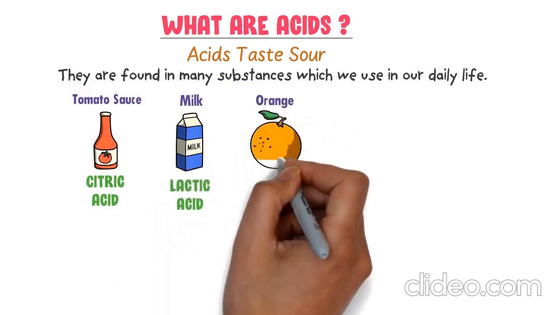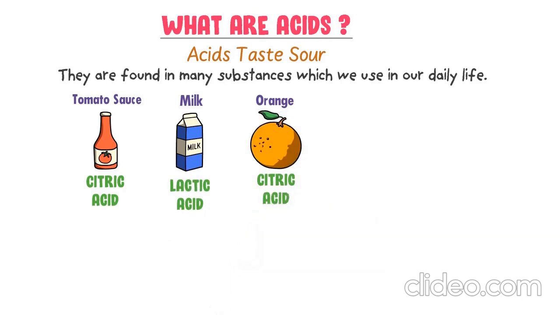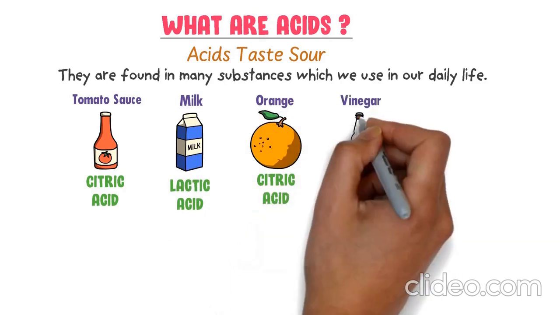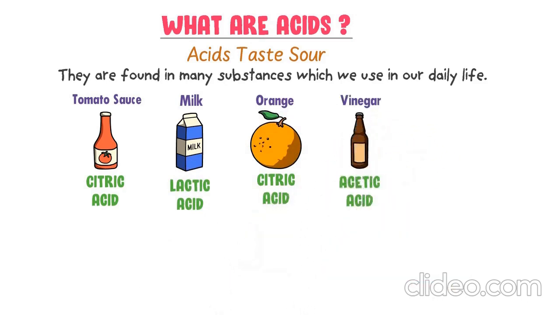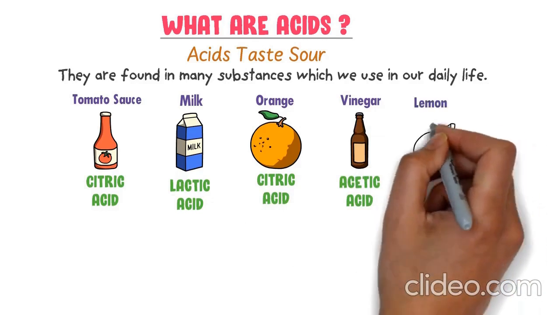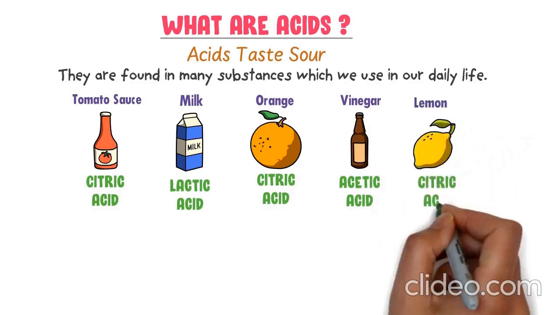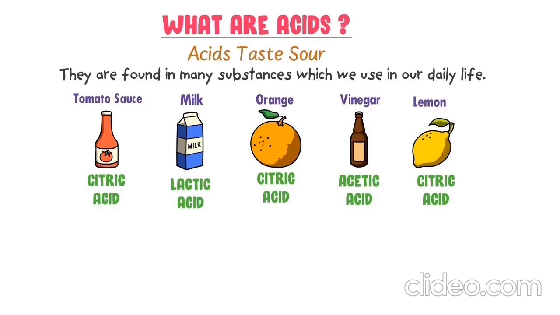Thirdly, orange. It contains citric acid. Fourthly, vinegar. It contains acetic acid. Fifthly, lemon. It also contains citric acid. So different substances contain different types of acids.